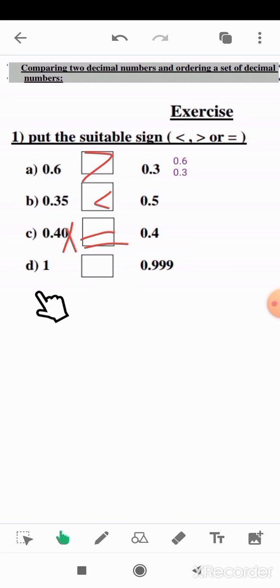Let's see this. I have 1 and 0.999. Okay, so I have here whole number is 1, whole number is 0, and stop. Which number is bigger, 1 or 0? It's 1, so 1 is bigger than this number.